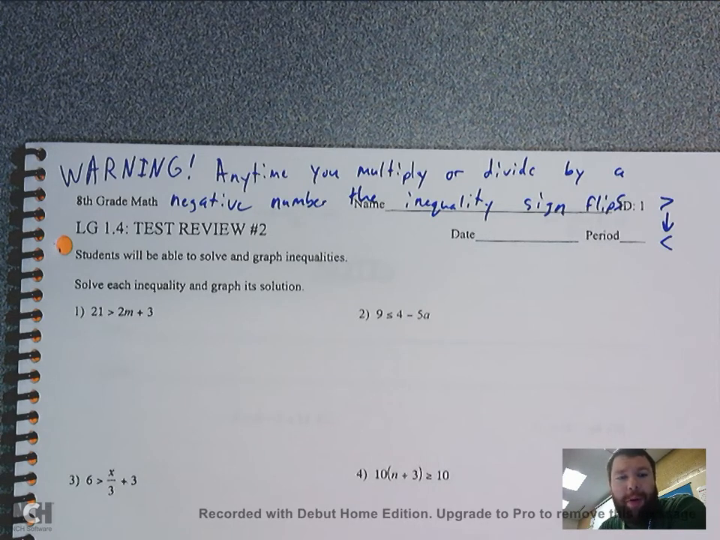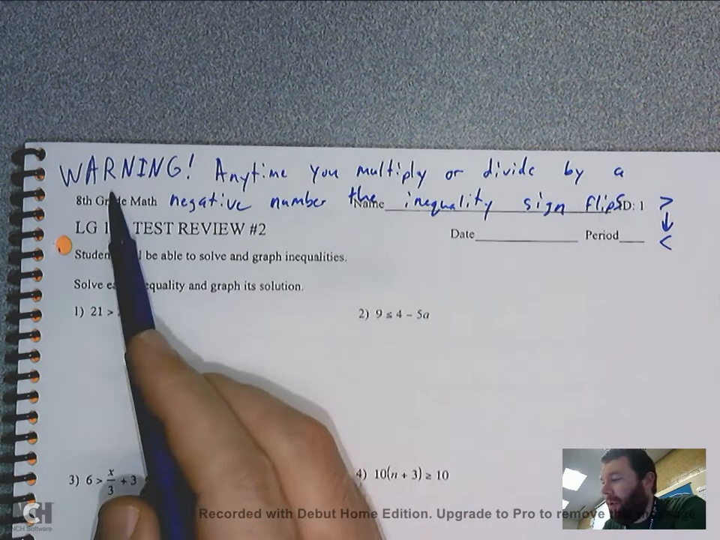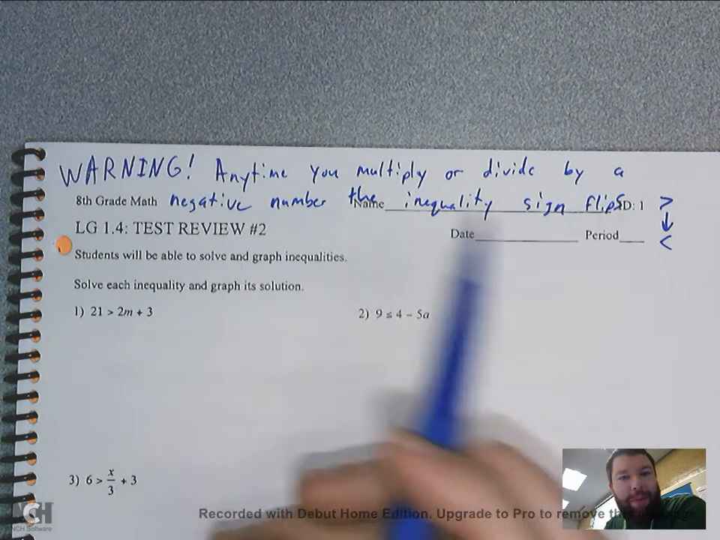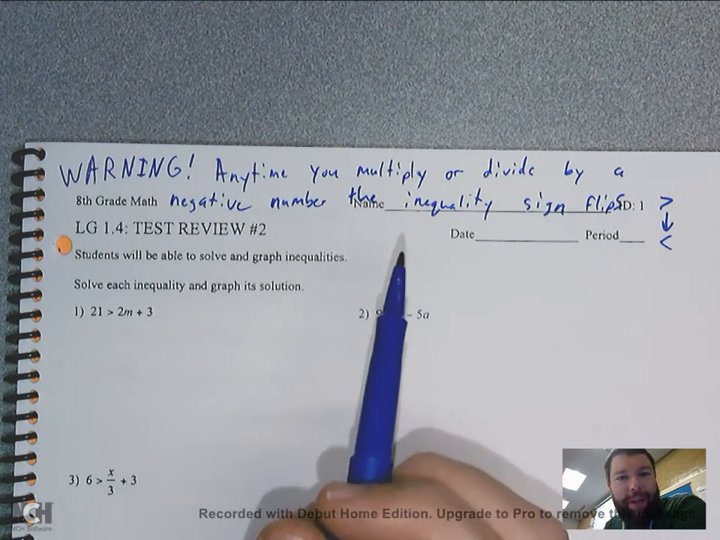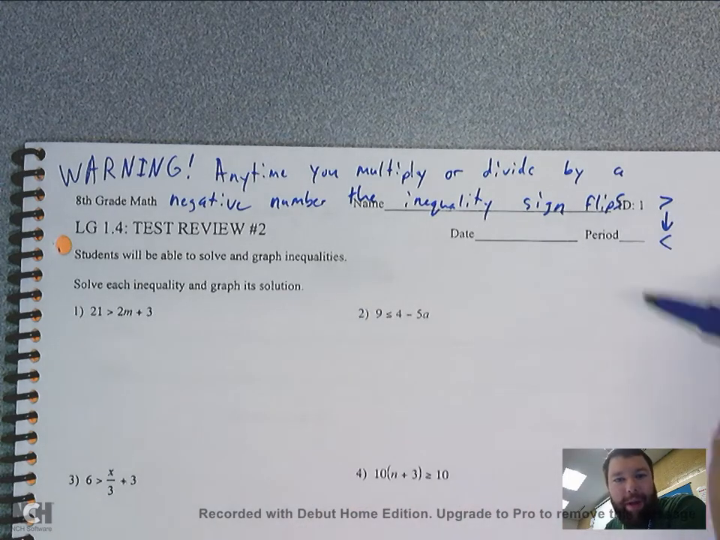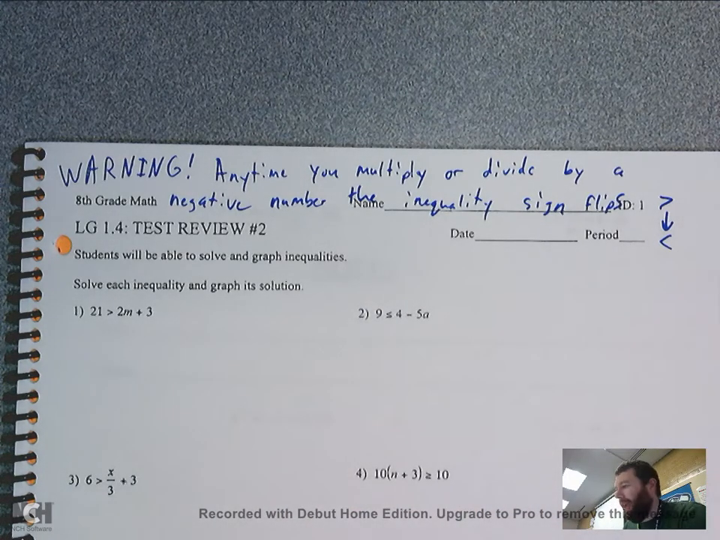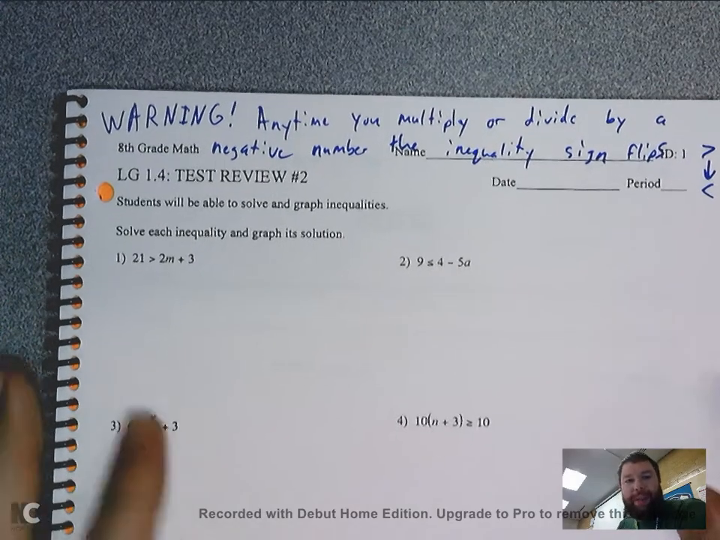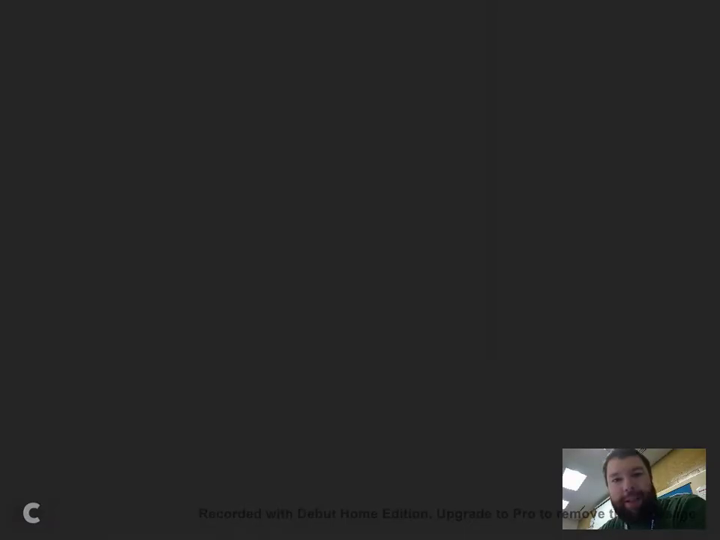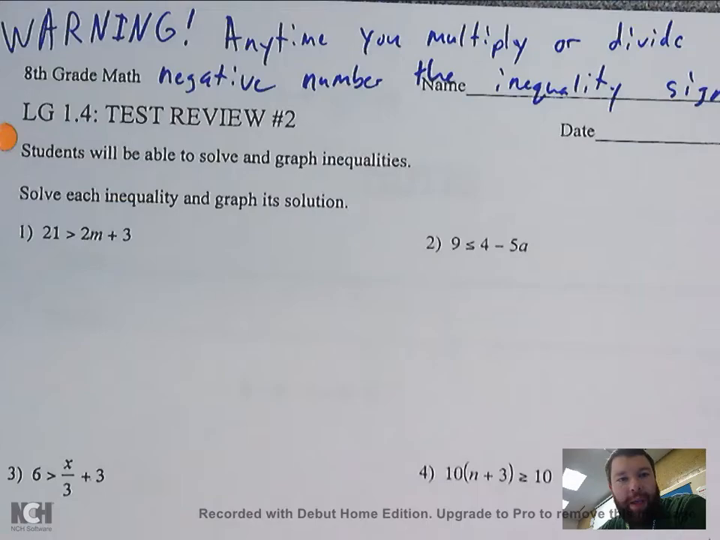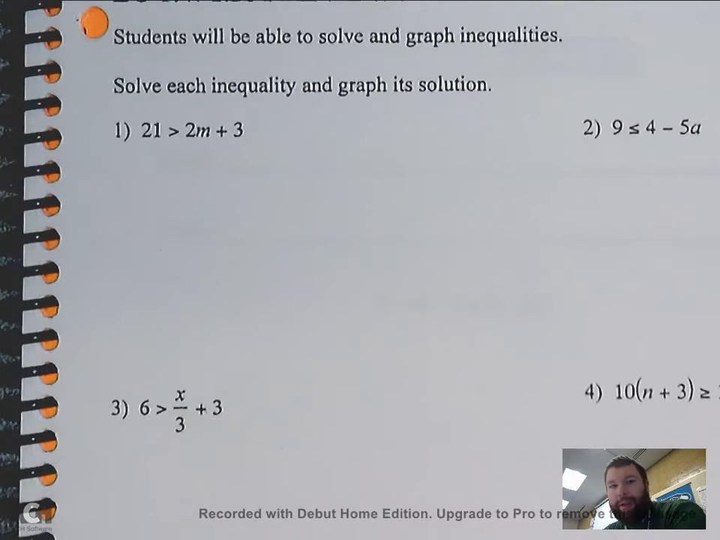One thing to remember with inequalities: any time that you multiply or divide by a negative number, the inequality sign is going to flip around. Okay? So let's go through some examples. The test doesn't go over anything too much more complicated than two-step inequalities. And we are solving and graphing these.